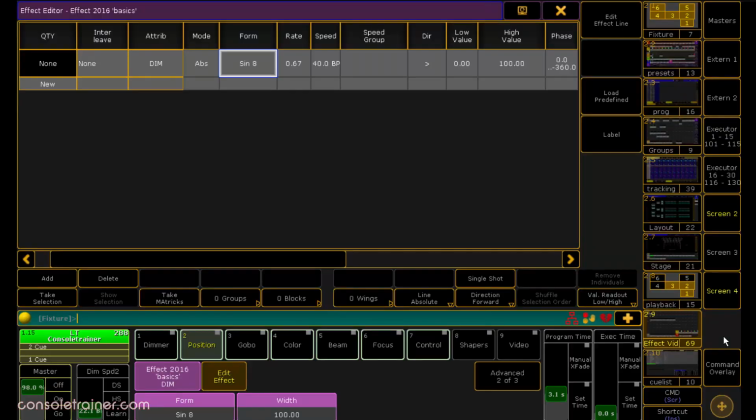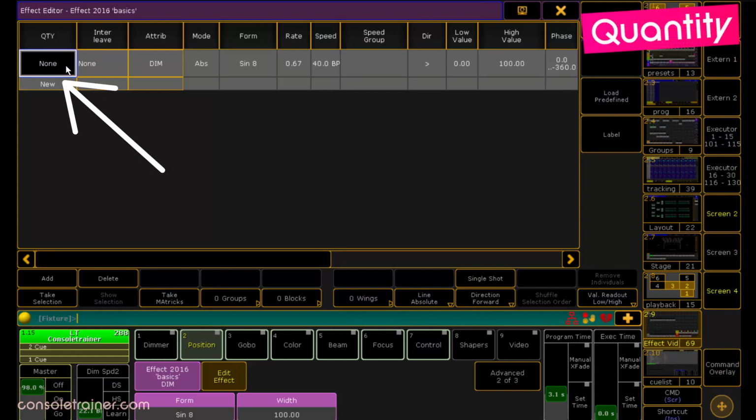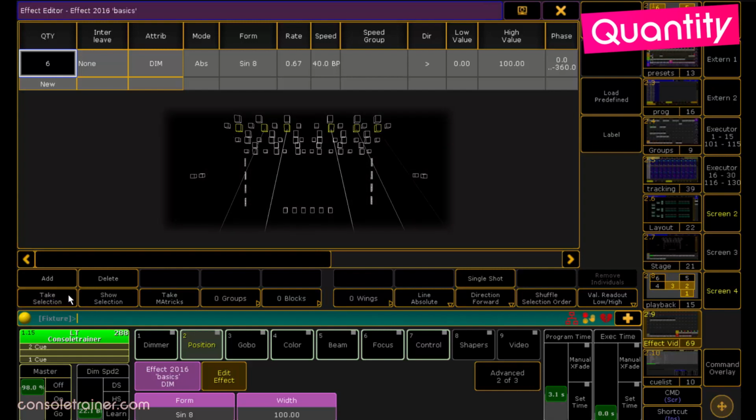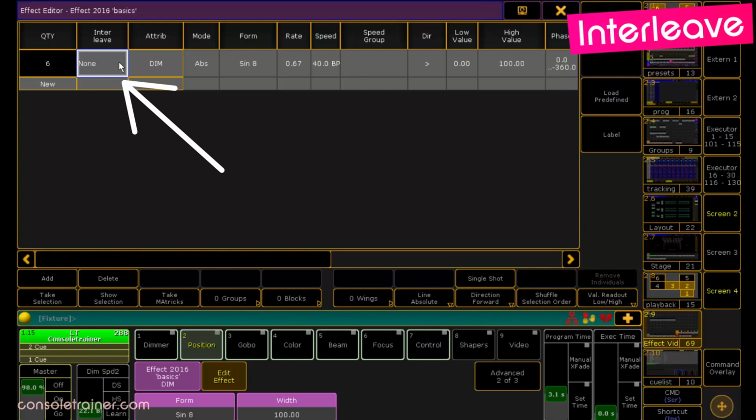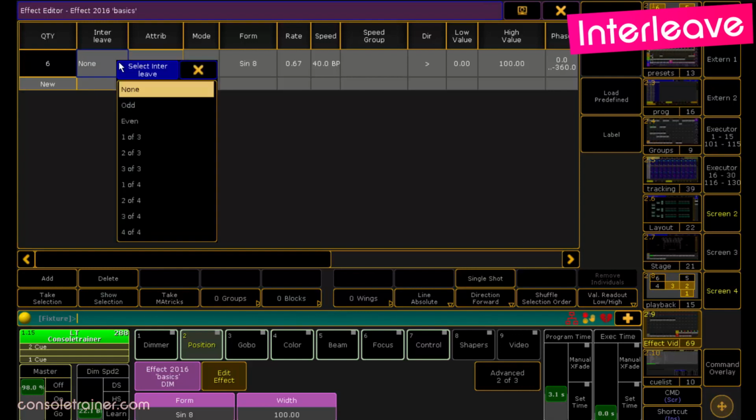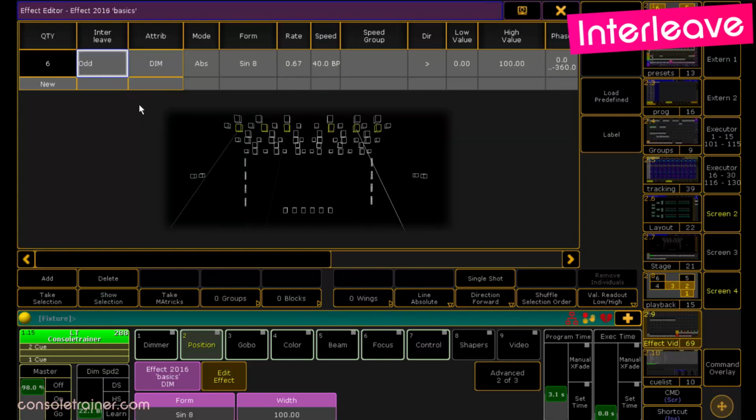Okay, let's start with just a quick review of the first couple of cells of a grandMA2 effect. A quantity of none makes this a template effect that can be applied to any fixture that contains an attribute used in the attribute column. If you add a selection of lights here, the effect becomes selective, meaning it's specific to those units. And I very much recommend using selective effects when storing into queues. Interleave picks an interval of your selection to actually apply the effect to. For example, an odd or even interleave over a selection line of 6 would only apply that effect to every other light in the selection.